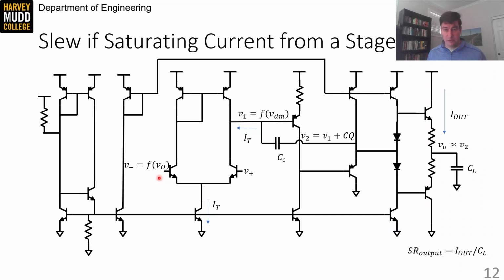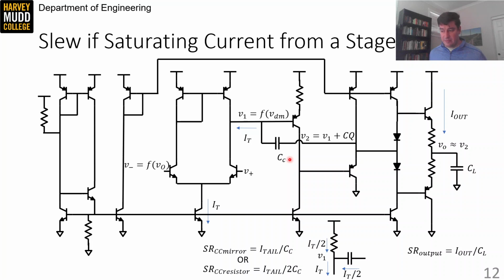So after an input that fully steers the differential stage, V1 stays the same, and all of I_T passes through C_C. Because V2 is equal to V1 plus the voltage across C_C, so charge over capacitance, that means V2 is going to change linearly with time as this current runs through C_C. So our slew rate is set by I_tail over C_C when we have a mirror-loaded differential stage.